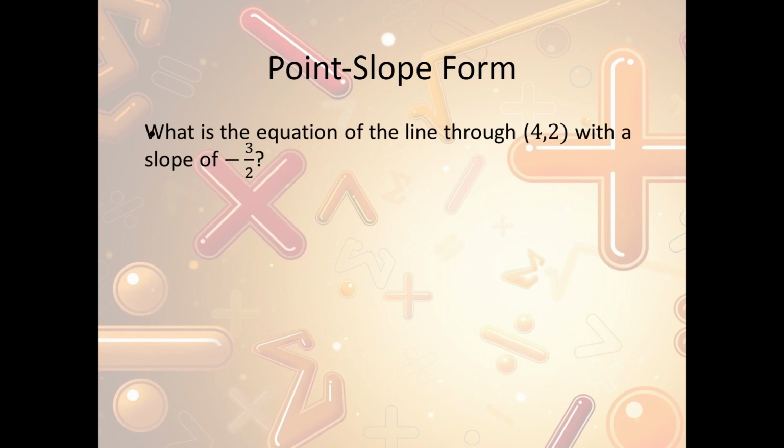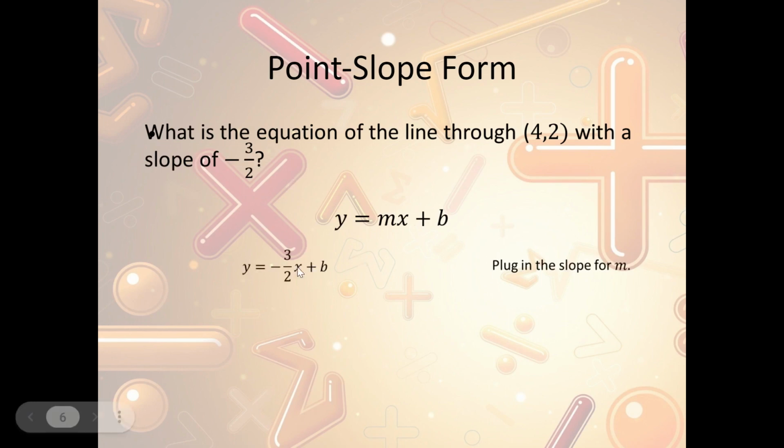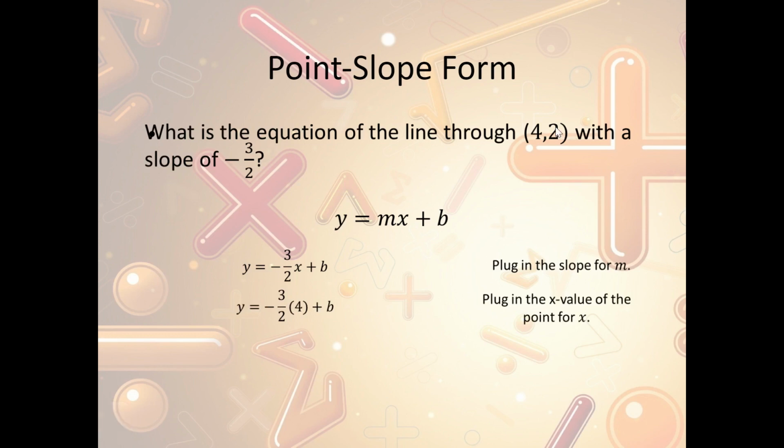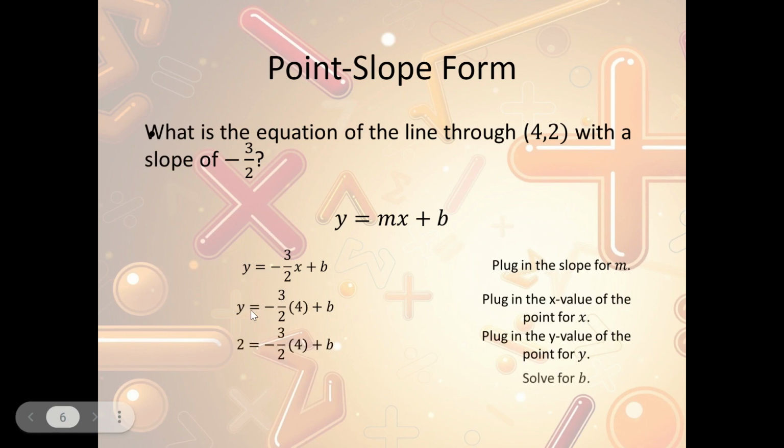Let's look at one more example. We're given a point (4, 2) and the slope of -3/2. So we're going to use the form y = mx + b, and we're going to plug in the slope for m, which is -3/2. So that goes there. And we're going to plug 4 in for x there. So we got y = -3/2 times 4 plus b. Then we're going to plug 2 in for y, which is here. So it becomes 2 = -3/2 times 4 plus b.